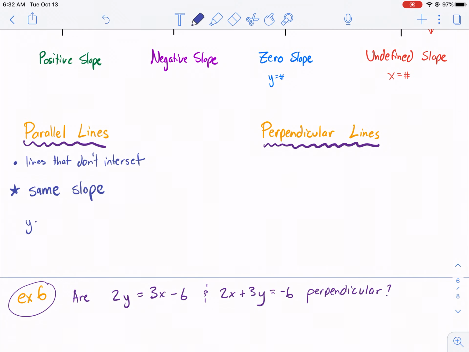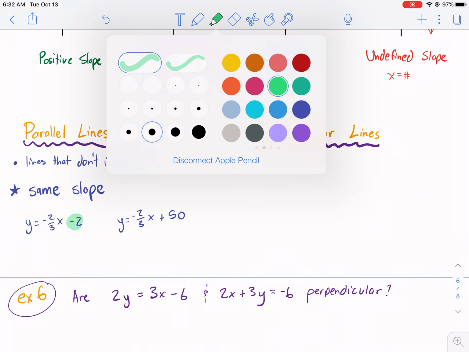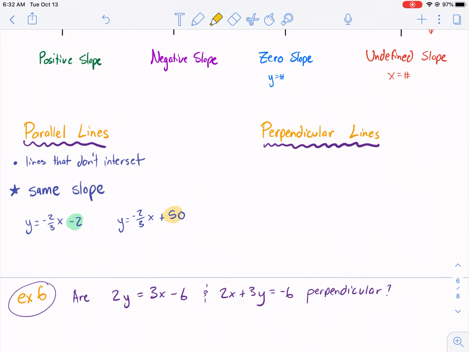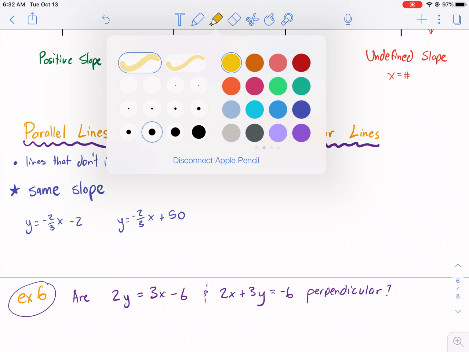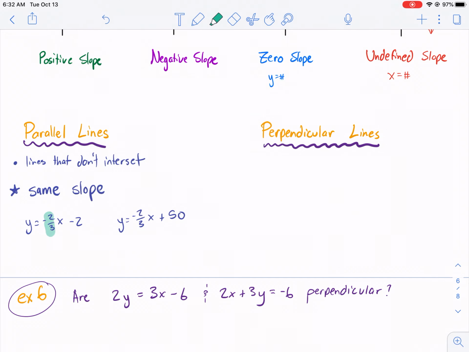For example, y equals negative 2 over 3x minus 2. Y equals negative 2 over 3x plus 50. You're thinking, whoa, hold on. These equations are drastically different. We have 50 and then we have negative 2. These definitely can't be parallel. It doesn't matter. The thing that's important is the slope. If they have the same slope, then they are parallel, okay?